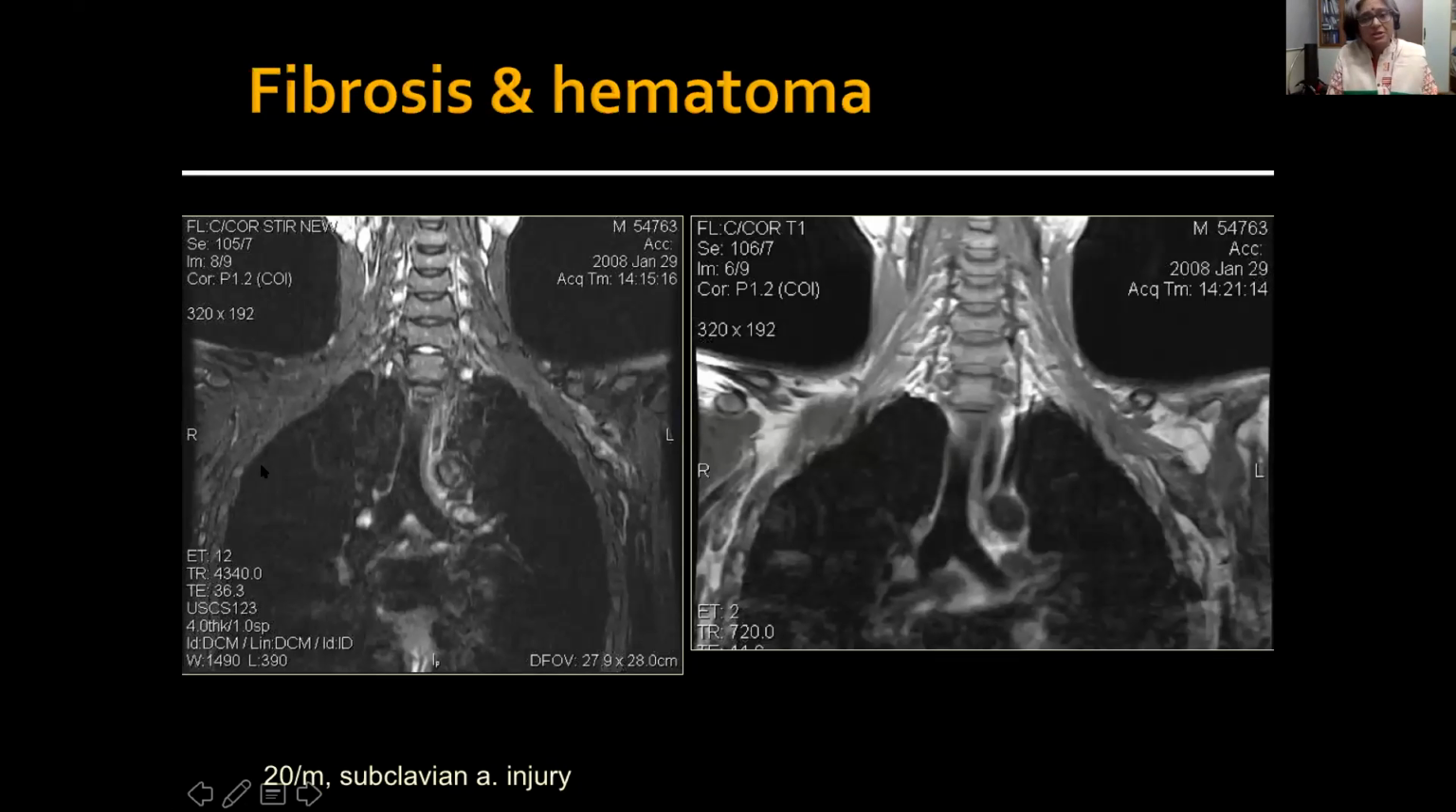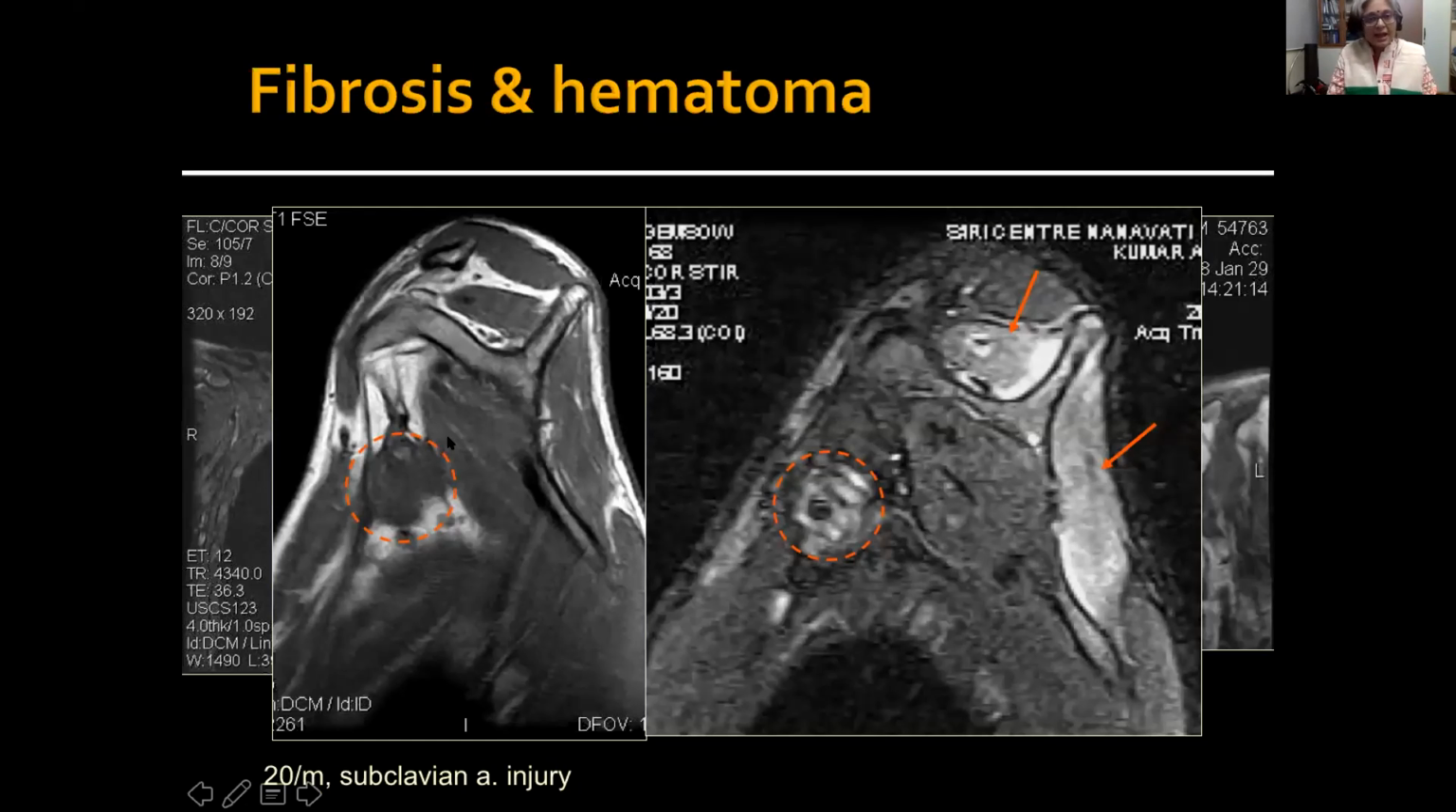Here this patient, you can see there was injury and there was all this fibrosis and hematoma. This was done a few months later. There were denervation changes. You can see supra and infraspinatus shows edema. Early changes show edema. Later you'll get atrophy. So you can see all this fibrosis and hematoma completely engulfing the brachial plexus. You're not seeing individual components. It's all encased by the scar tissue.